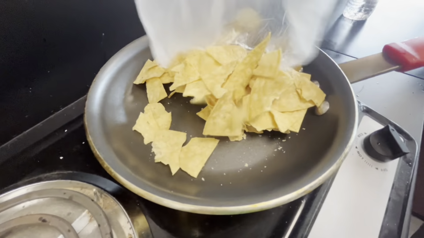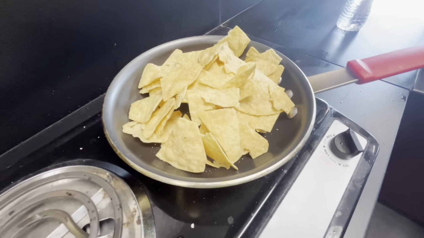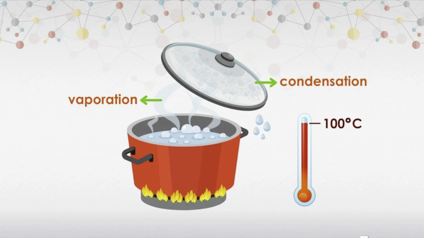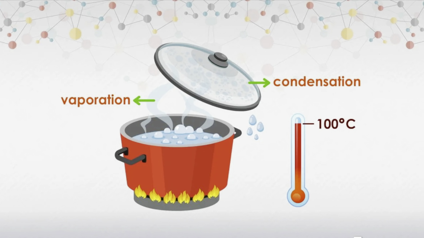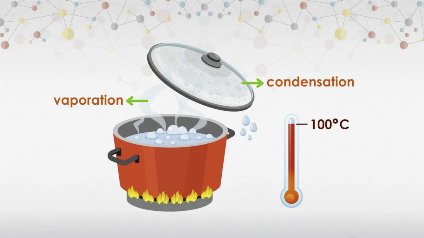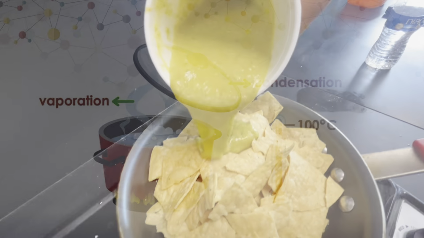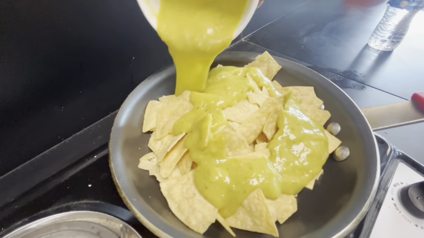After doing the eggs, we add the chips into a pan, then add the salsa verde. We add a little bit of water so it can get less thick. Condensation is the conversion of vapor and gas into a liquid. The water rises from the oil to the top. When adding the sauce, we make sure to keep stirring the pan so the sauce doesn't burn.